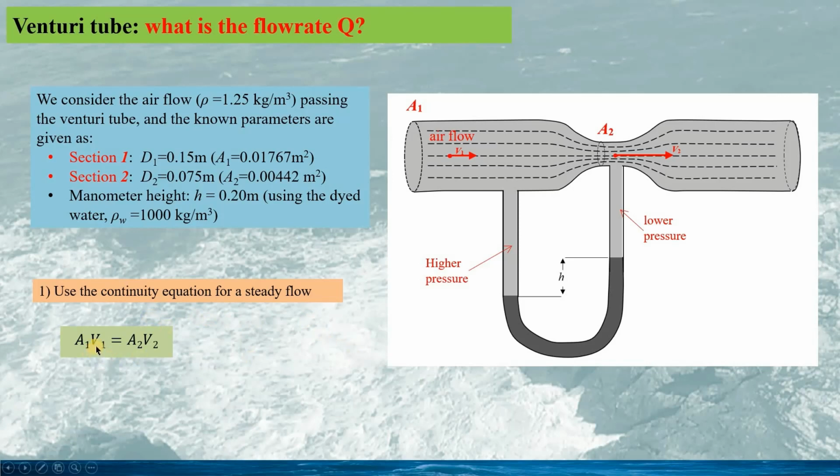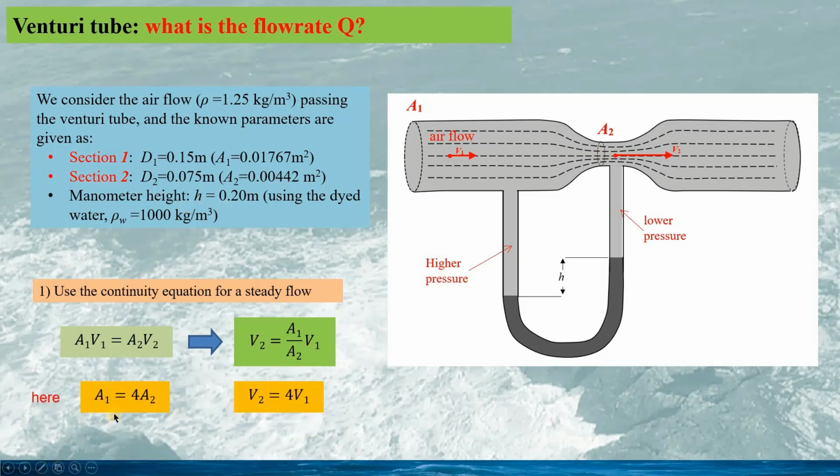This is given as A1 times V1 equals A2 times V2. So we have the expression for V2 at the throat given as this. For our example, since the diameter at section 2 is only half of the diameter at section 1, the area A1 would be 4 times the area A2. This means the velocity V2 would be 4 times the velocity V1.